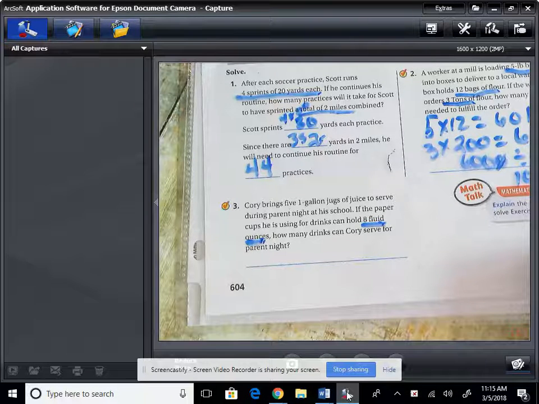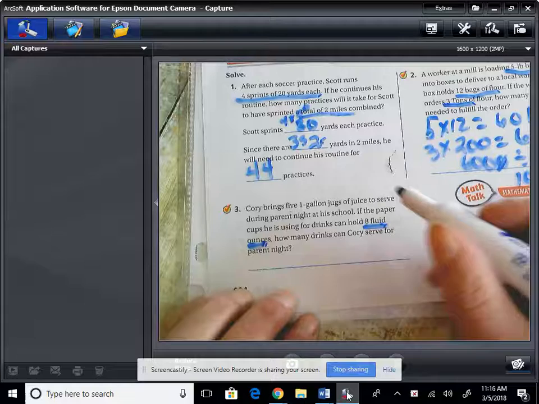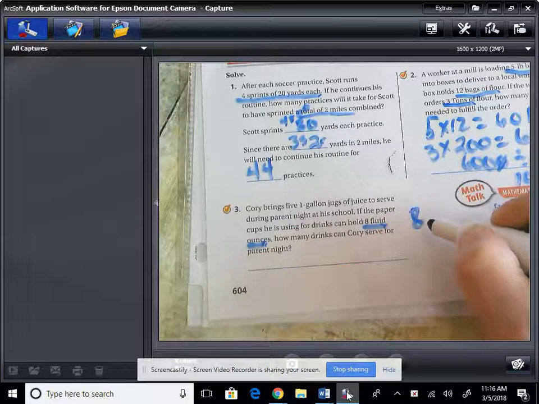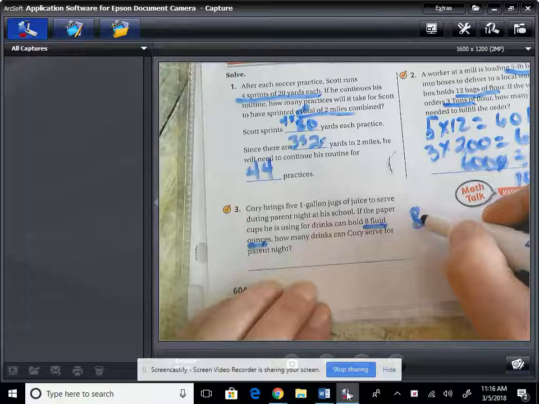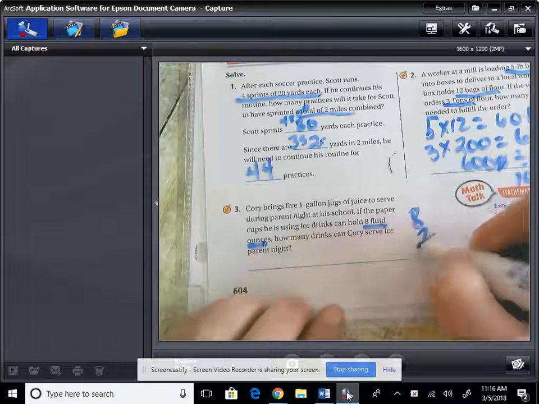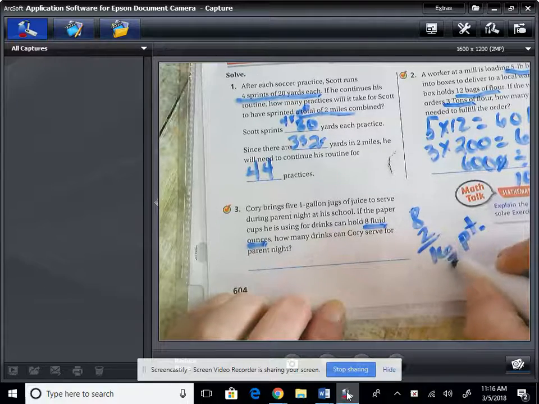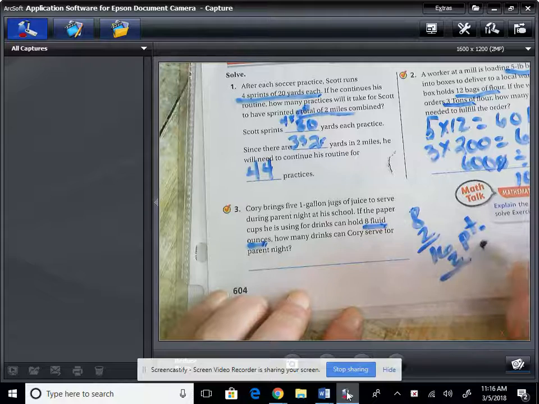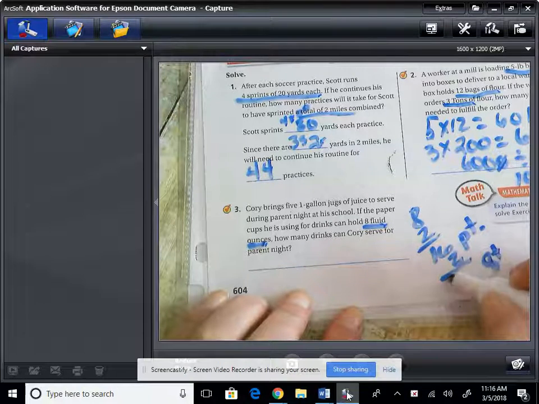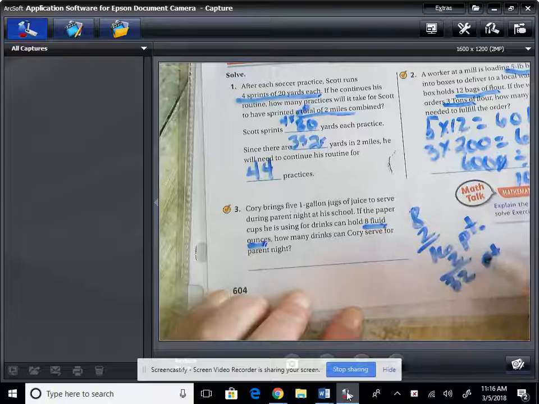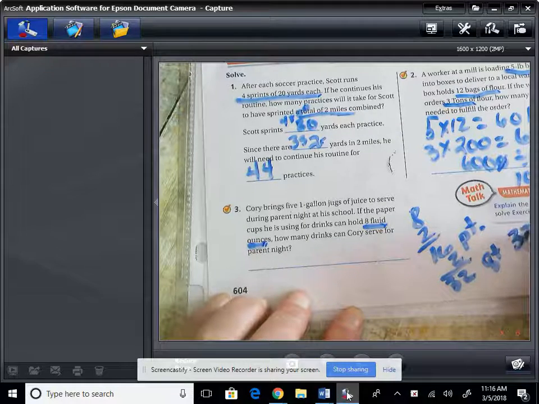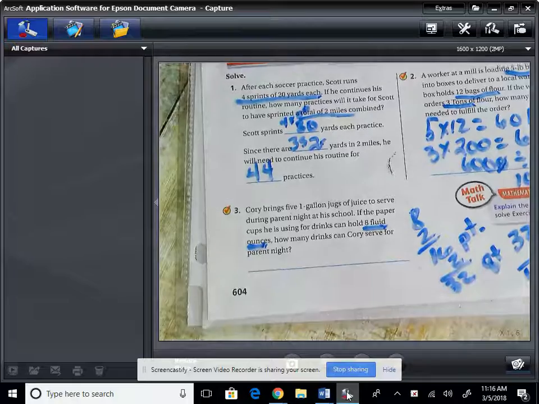By now you could have had it all figured out, I hope. 8 ounces in a cup. So there's 8 ounces in 1 cup. There are 2 cups to the pint, so there's 16 ounces in a pint. And there are 2 pints to a quart, so now we're at 32 ounces. And there are 4 quarts to a gallon, so now we're at 128.